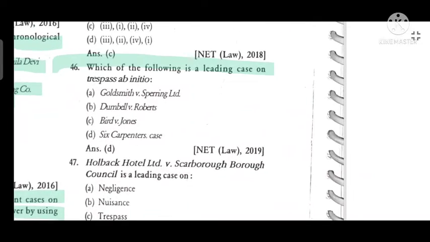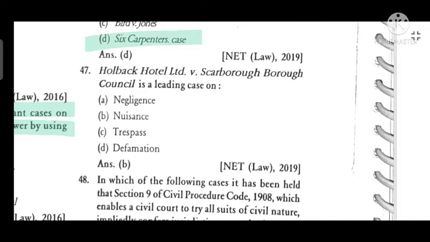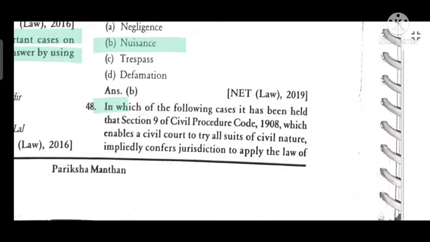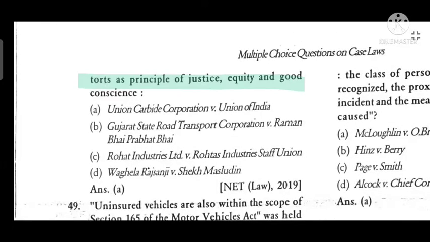Which one of the following cases is a leading case of trespass ab initio? Six Carpenters' case. Hollywood Silver Fox Farm Limited versus Emmett. Halsey versus Esso. Scarborough Borough Council is a leading case on nuisance. In which one of the following cases has it been held that Section 9 of CPC, which enables the court to try all suits of a civil nature, conferred jurisdiction to apply the law of tort as a principle of justice, equity and good conscience?